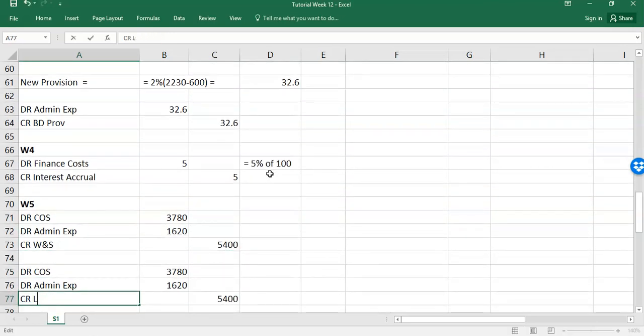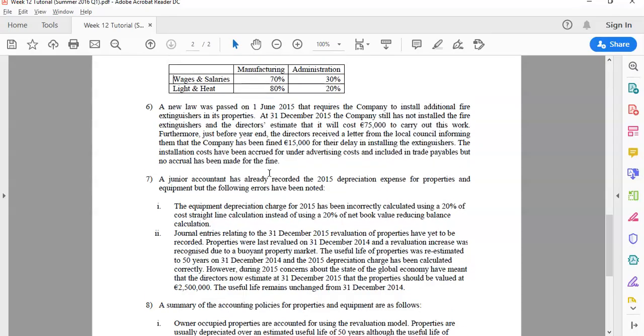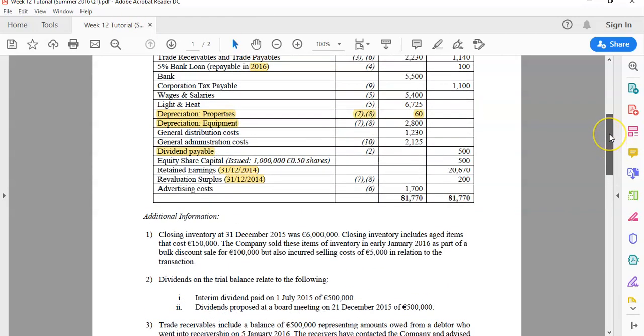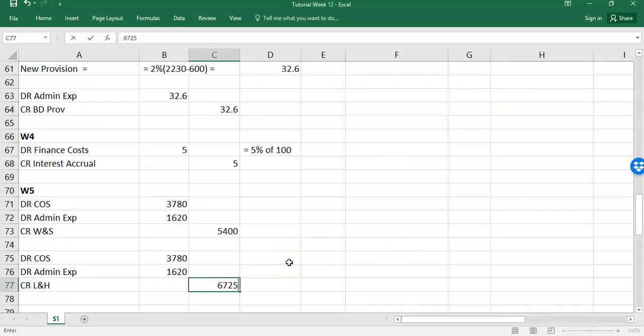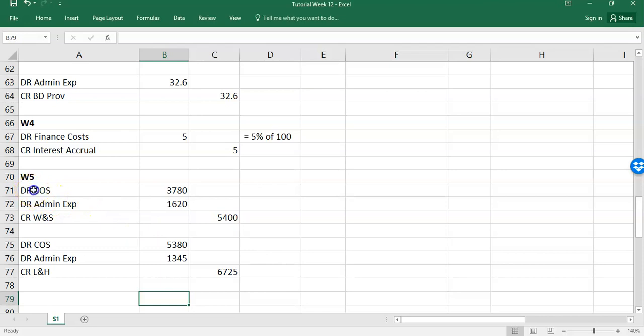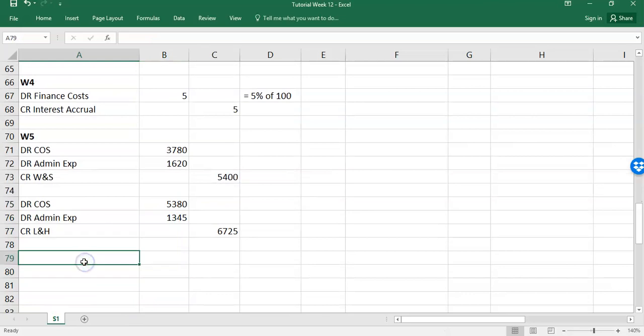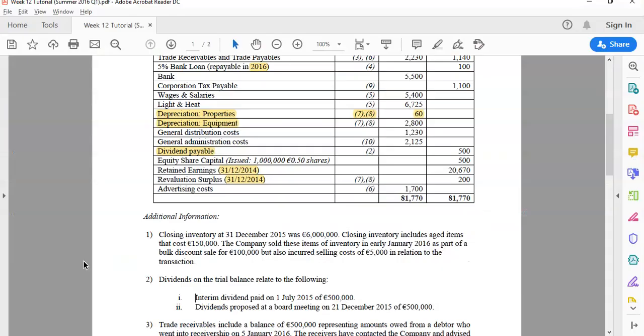Let's change that to L and H. Your light and heat amount, we're told in the question, if we go up, is 6725. 80% goes to cost of sales, 20% admin expenses. And if you had the expenses table opened up, which a lot of students will, you could be slotting them in as you go. But we'll leave that till the end to make it easier. So that's merely a presentation issue more than anything. That's kind of covered under IAS 8 because whatever you did last year, you have to maintain consistency this year to allow comparability of your financial statements year on year.